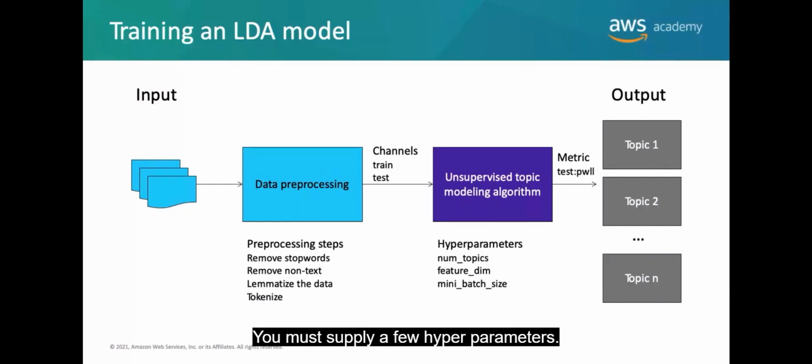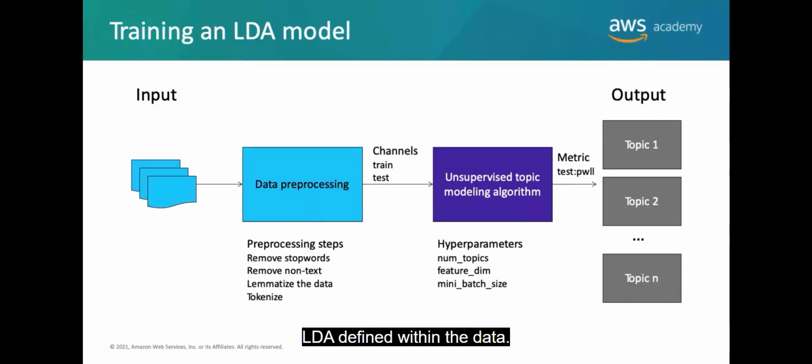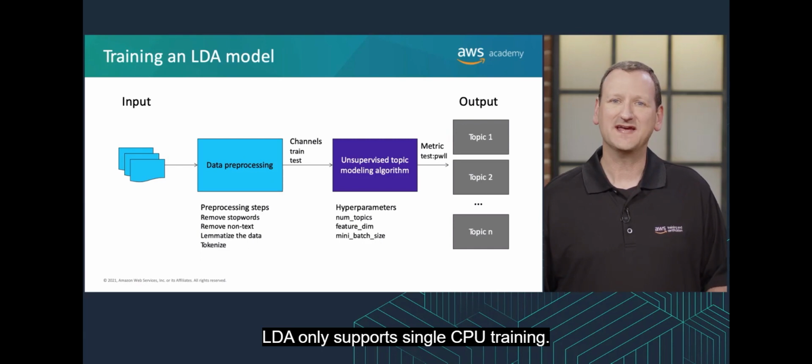You must supply a few hyperparameters. The first is num topics, which is the number of topics for LDA to find within the data. The second is feature dim. This is the size of the vocabulary of the input document corpus. The final hyperparameter is mini batch size, which is the total number of documents in the input document corpus. LDA only supports single CPU training.